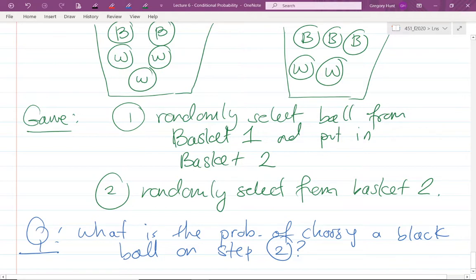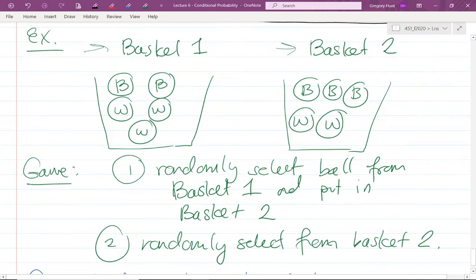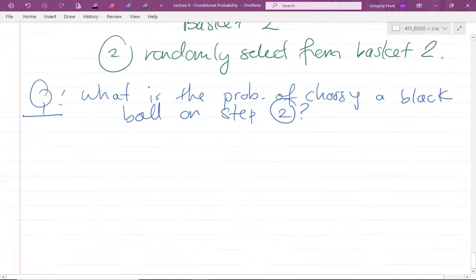So the intuition here is that it depends. The probability is going to matter whether or not I choose a white one from the first basket and put it in the second basket. The probability in step two depends on what I do in step one. If I choose a white one in step one and put it in basket two, I'm going to have a lower probability in step two of choosing a black ball. If I choose a black one from basket one and put it in basket two, I'm going to have a higher probability in step two of choosing the black ball.